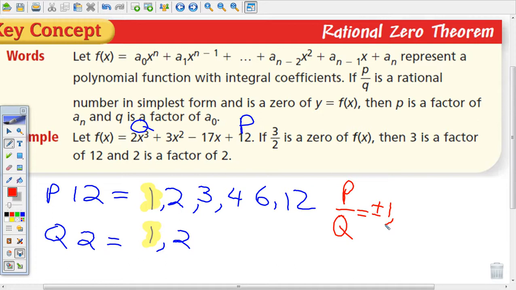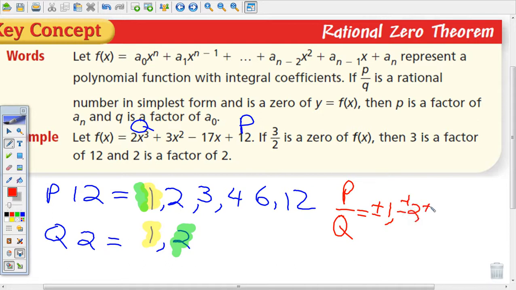What's another combination of P and Q? You could do the 1 again at the top, but then use the 2 on the bottom. What would that give me? 1/2. I find it best and easiest to list all the whole numbers first and then the fractions at the end, because whole numbers are easier than fractions. And then if the whole numbers don't work out, then I go to the fractions. So if we keep the denominator 1 for now, all my possible rational zeros are 1, 2, 3, 4, 6, and 12. Positive and negative.